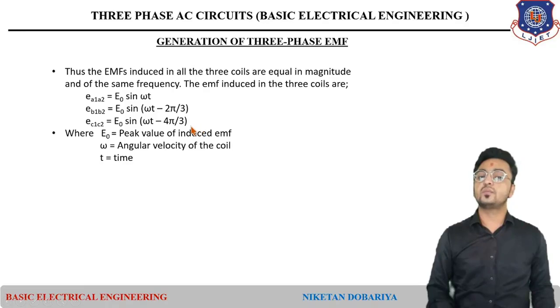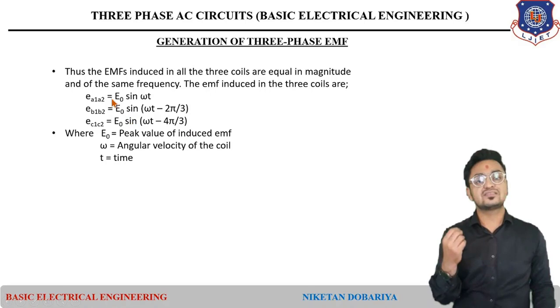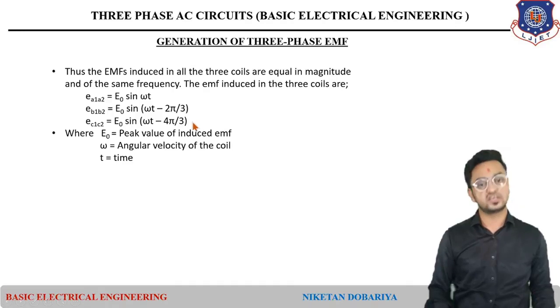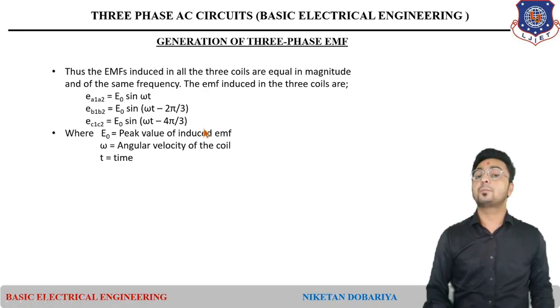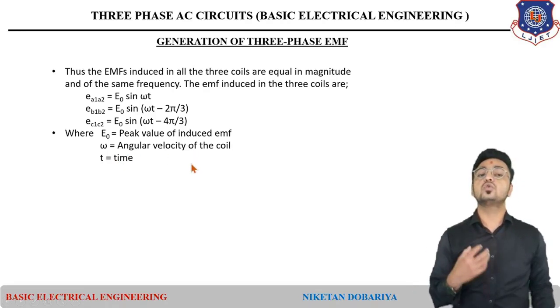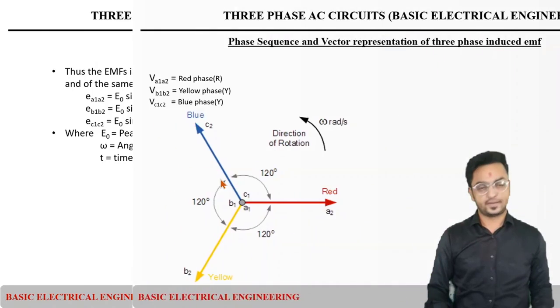And as the second waveform starts at a 120-degree lag, it has the same maximum value but a phase angle of minus 120 degrees, meaning 2 pi by 3. And the third waveform has the same maximum value but starts after 240 degrees, so here we have angle 240, meaning 4 pi by 3. As I mentioned, E naught is the peak value or maximum value of the induced voltage, omega is the angular velocity of the coil, that is, the speed at which it is rotating, and t is time.